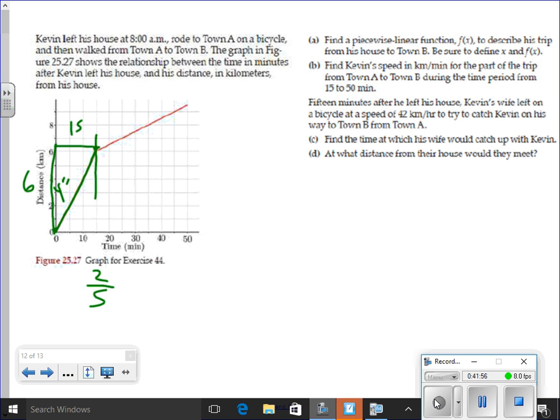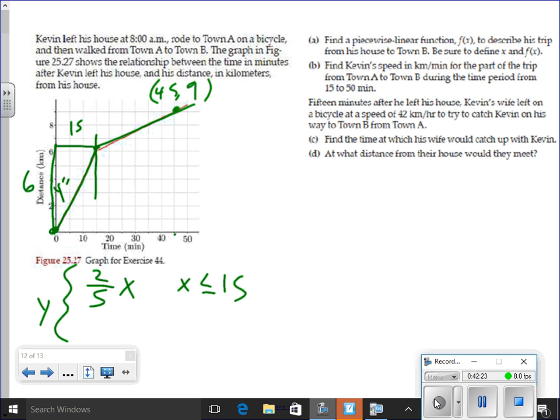Divide them both by 3, 2/5 x, and then it goes through 0, 0 for x values less than or equal to 15. And then after that, we have another point out here at 45, 9.